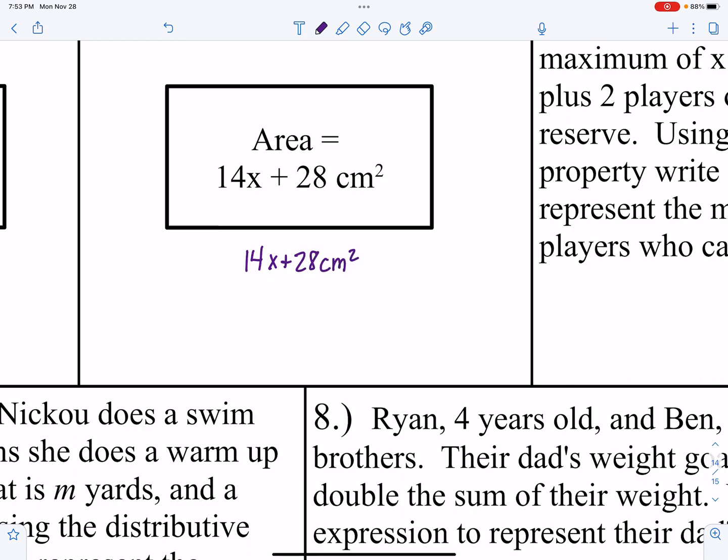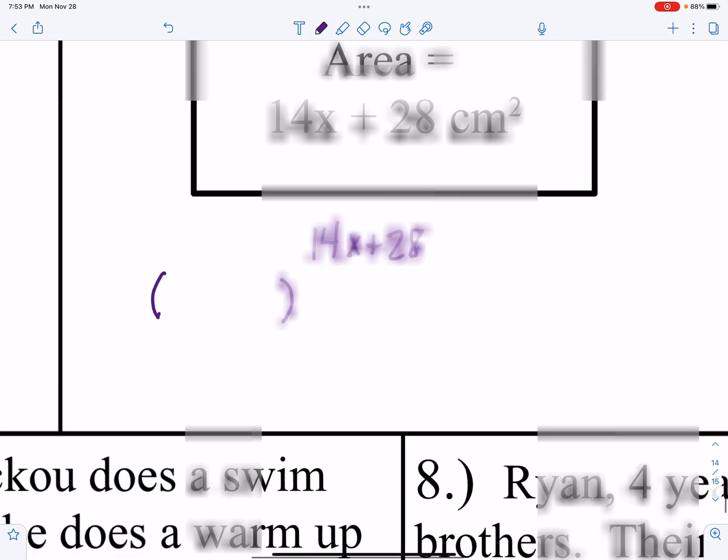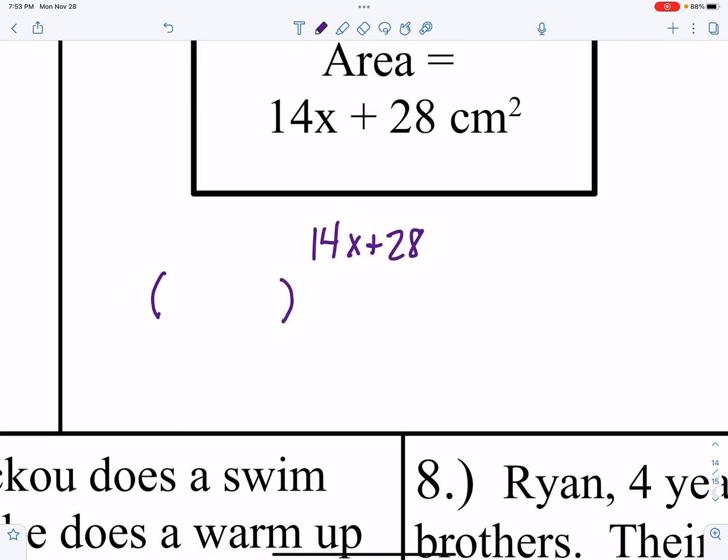All right, so we want to go ahead and pretend that this is just a factoring problem. So let's go ahead and factor out different things. Because I have to list a whole bunch of possible dimensions, I'm actually going to start with the least common factor rather than the greatest. And so I'm just going to factor out a 2. I know that 2 times 7x is that, and then 2 times 14 is the 28. So that's one length times width combination, or width times length combination.